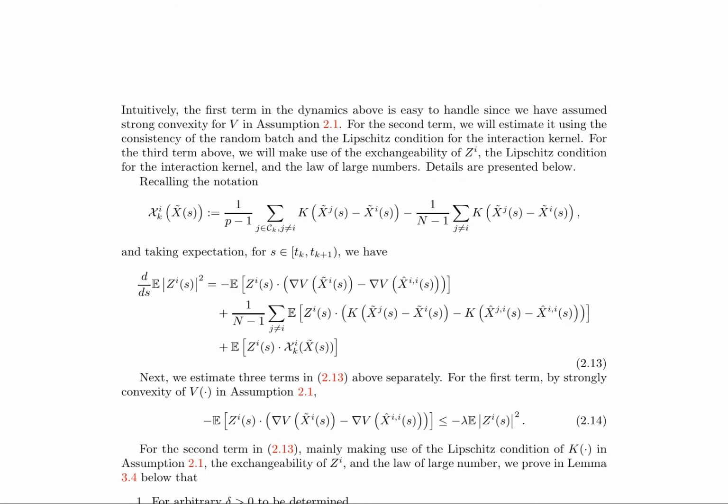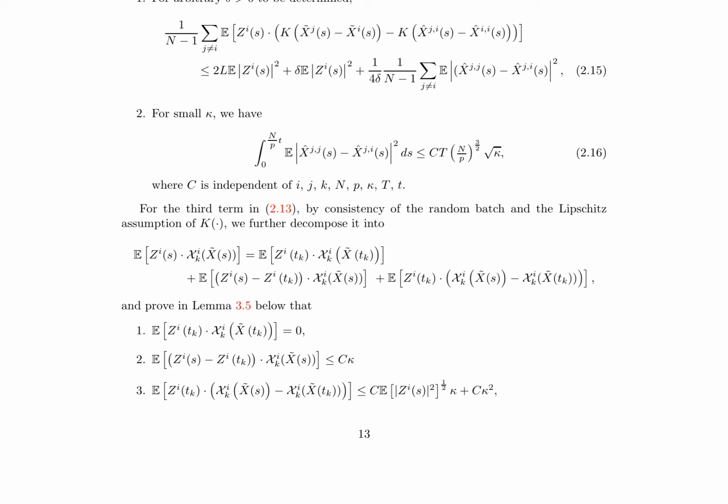Here is a combined summary of pages 13 and 14 of the research paper. The authors analyze the dynamics of a system, focusing on the first, second, and third terms of the dynamics equation. They utilize strong convexity, Lipschitz conditions, and the law of large numbers to estimate these terms. Specifically, they demonstrate that the first term can be bounded using strong convexity, while the second term is estimated using the Lipschitz condition and exchangeability of the system. The third term is decomposed into three parts, which are then bounded using the consistency of the random batch and the Lipschitz assumption of the interaction kernel.